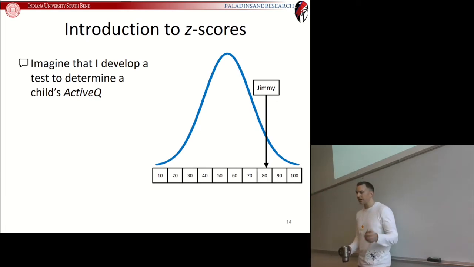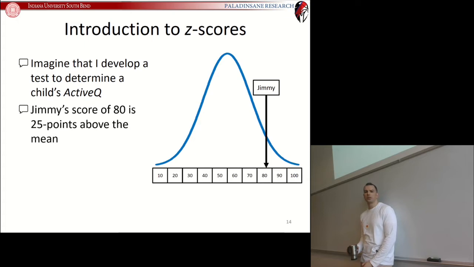So imagine that I still have this active Q, and Jimmy's score of 80 is 25 points above the mean. So the mean here is 55. Jimmy scores 25 points above that. So he has a deviation of positive 25.